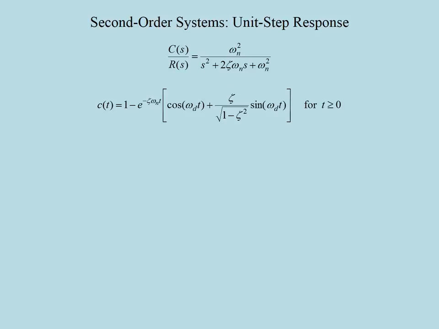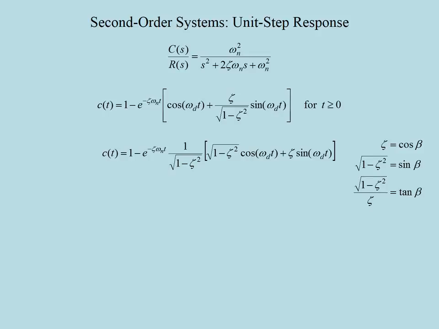To do this, let us parenthesis out the factor 1 over square root of 1 minus zeta square and denote zeta as cosine beta. Therefore, sine beta will be square root of 1 minus zeta square, and tangent beta will be the ratio of these two expressions.